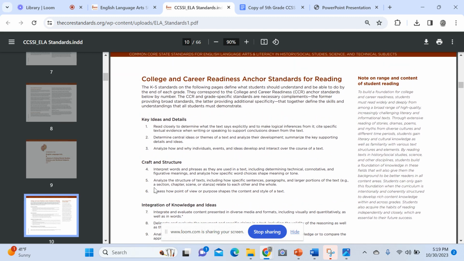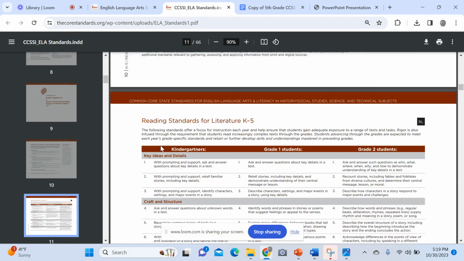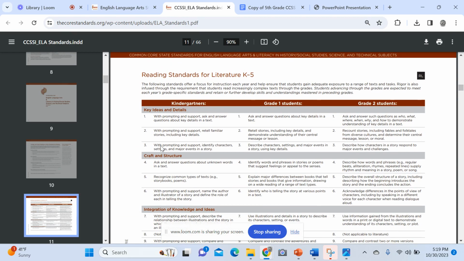For this, it tells us these are the anchor standards: the anchor standards for key ideas and details, anchor standards for craft and structure. These are what we want our 12th graders to have before they leave high school. And then it breaks down for us the reading standards for K through 5. If you notice that I have this RL in the corner, that means this is the reading literature standard. So it's that easy access abbreviation cue for us.